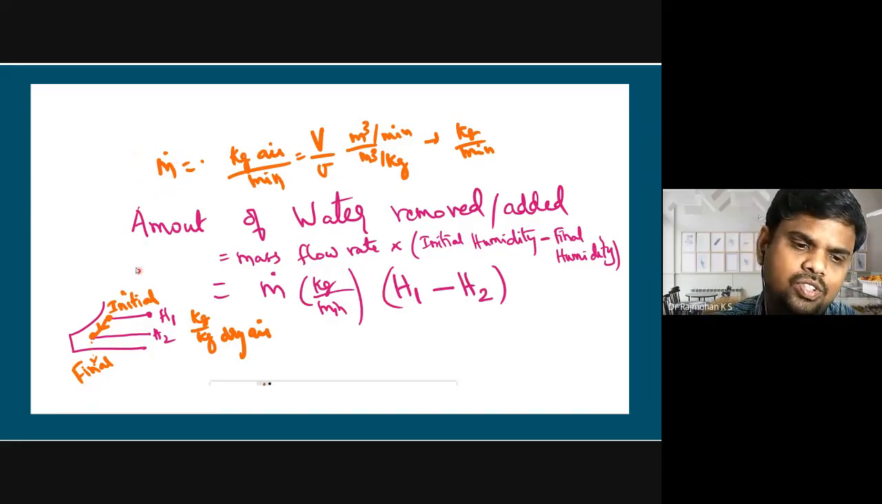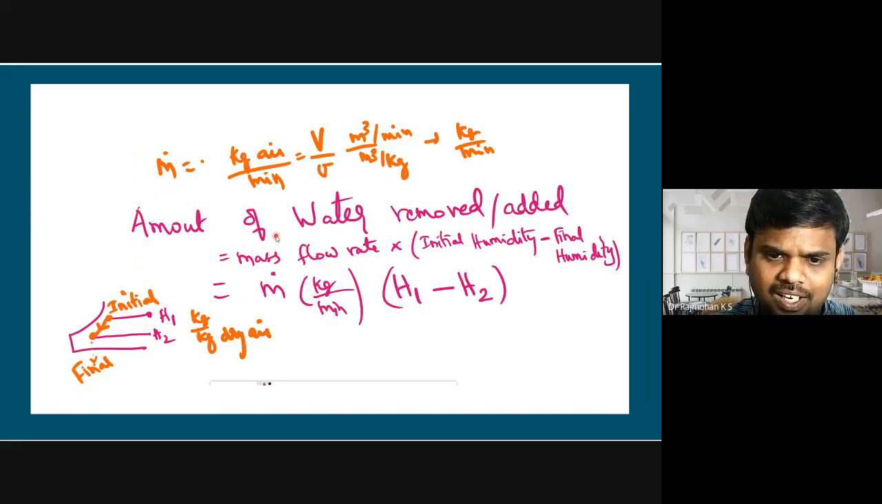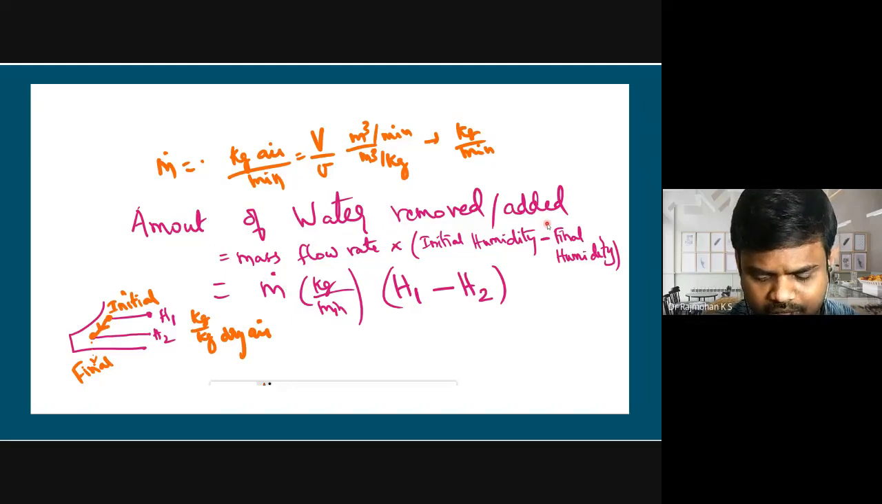So if a question comes, how much water is removed or added, it can be determined by knowing the initial humidity and the final humidity. So we take the humidity difference, initial humidity minus final humidity. As I told, small h is used for enthalpy, capital H is used for absolute humidity. So initial absolute humidity minus final absolute humidity, higher value minus lower value, into the mass flow rate of the air, m dot, kg of air per minute. So we will get the amount of water removed.